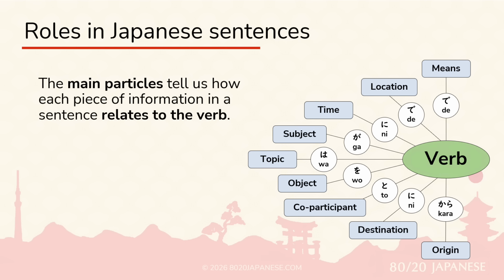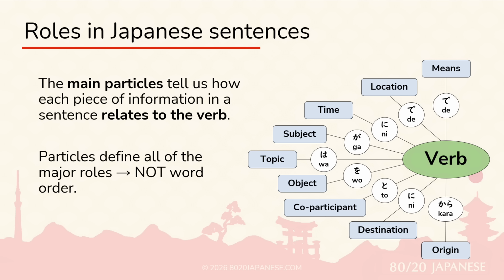So the big difference is that particles define all of the major roles in a sentence, not word order. In English, the subject and the object were defined using word order. We didn't need prepositions to tell us what the subject or the object of the verb was. In Japanese, both of those things are also defined using particles. So you can see we have subject ga and object o in there.